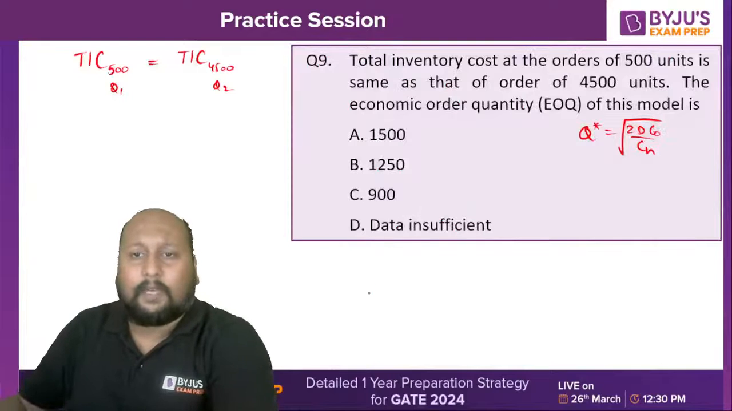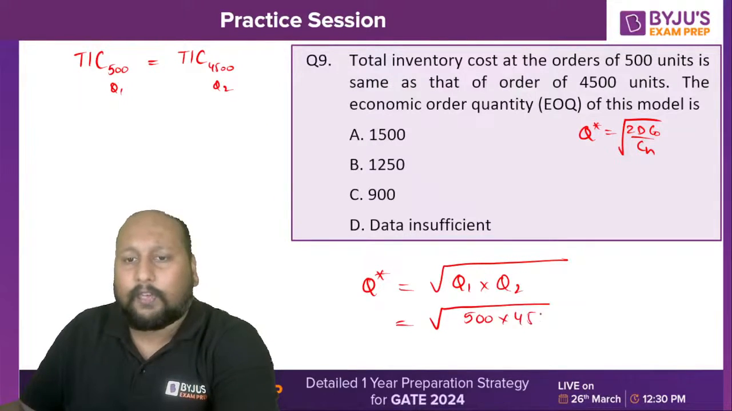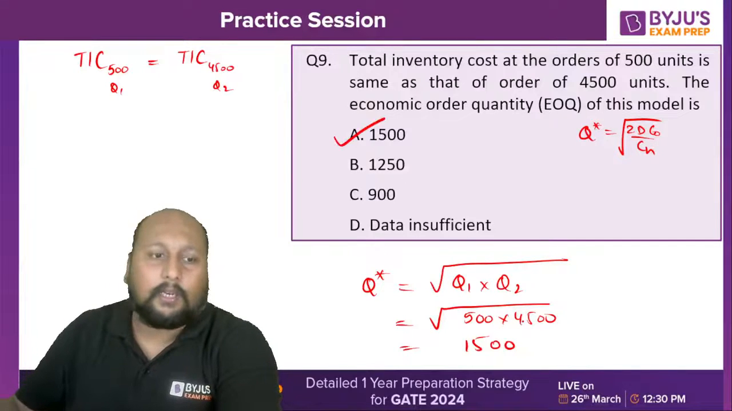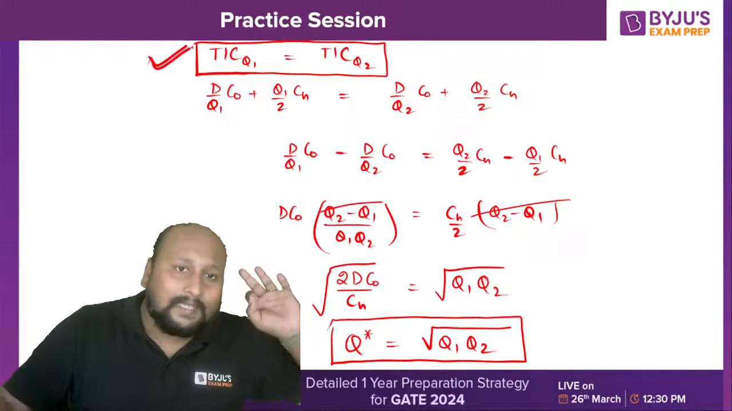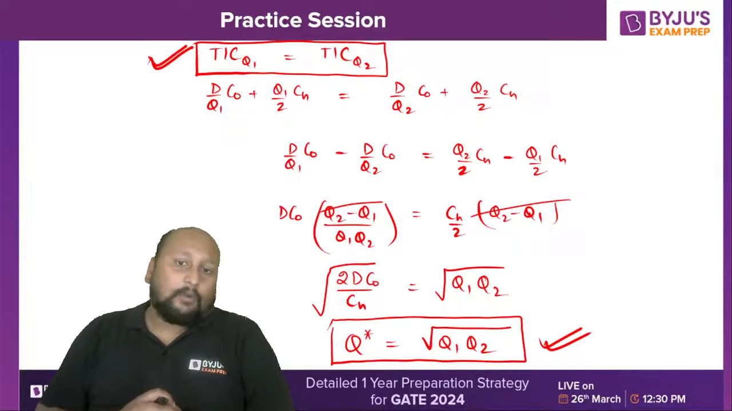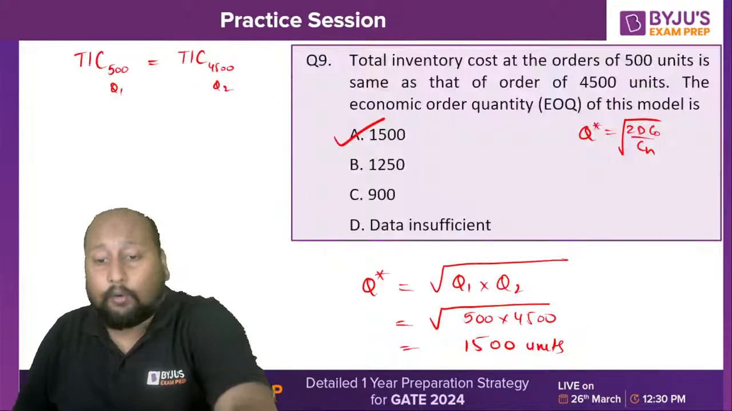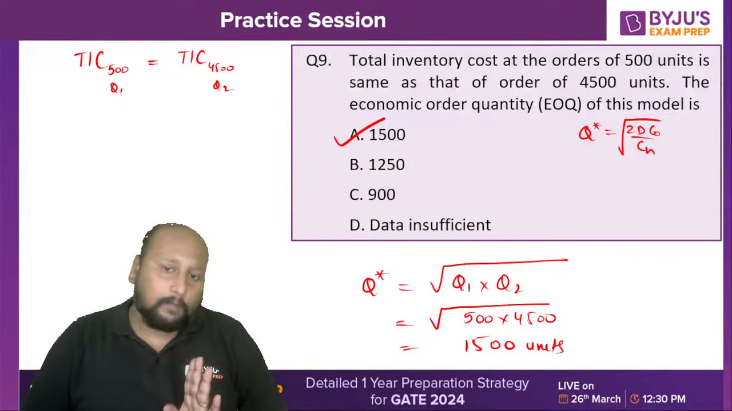So here I can simply say, what is the value of Q star? Q star is equal to root of Q1 into Q2, that is root of 500 into 4500, that is 1500 units. Option A is the correct answer. Simple. That means if this condition is satisfied, you can directly apply this result: Q star is equal to the square root of Q1 into Q2. No need for D, CO or CH to get the value of Q star.